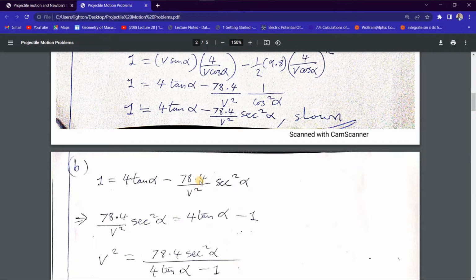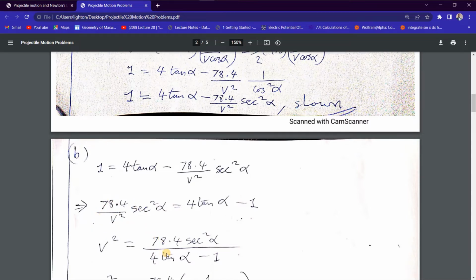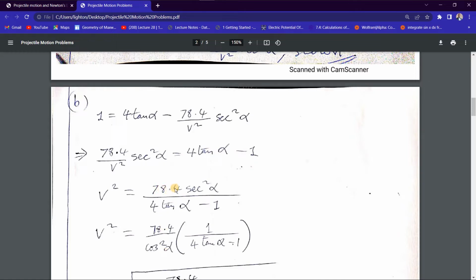The first thing that was done was to make this part containing v cross to the left, and everything on the left cross to the right. So the only thing crossing is 1, and it's getting a negative there. And from here, making v the subject, you get this expression here, 78.4 sec squared alpha over 4 tan alpha minus 1. So this is the expression we're getting after making v squared the subject.